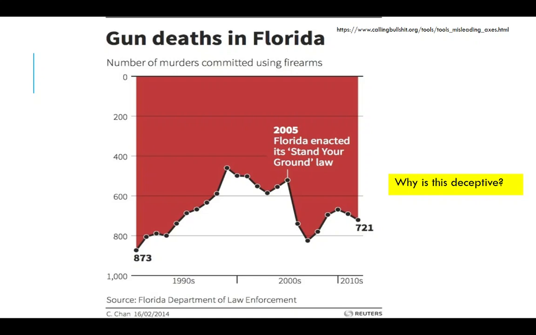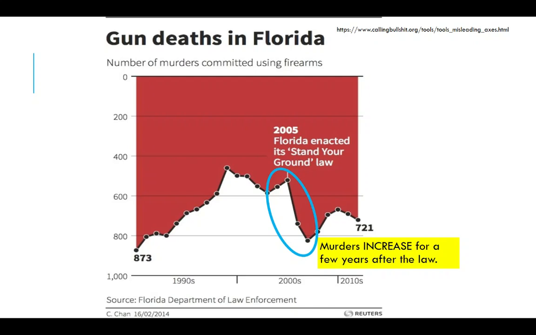So it seems, until you realize what they've done with the axis. So what have they done? They have inverted the axis. This graph is actually being represented upside down. So because it's upside down, when we get to this right here, 2005, Florida enacts some Stand Your Ground law, murders are actually increasing because this graph's upside down, right? Murders are going from 5-something to over 800-something.